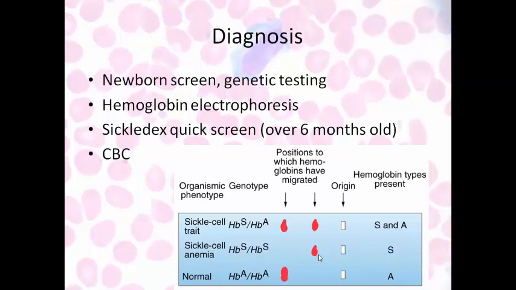Another really simple thing I can do is just do a CBC, or a complete blood count. People with sickle cell disease have a significantly reduced hematocrit and hemoglobin, so I can just take a look at that too.